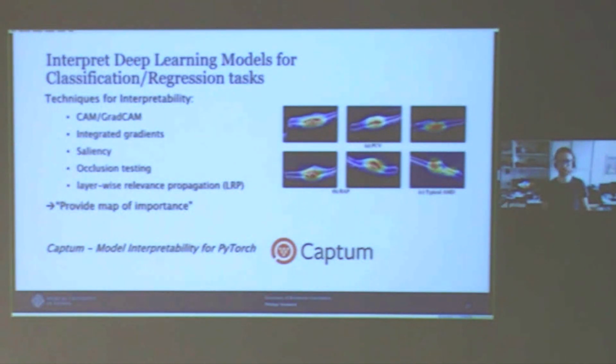A library which I can highly recommend for these interpretability methods is Captum. It collects a lot of these interpretability techniques, and makes it much easier for end users to just apply them to your network, and then you can visualize the important areas.